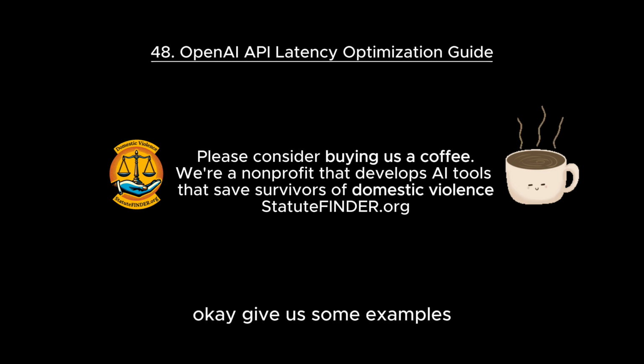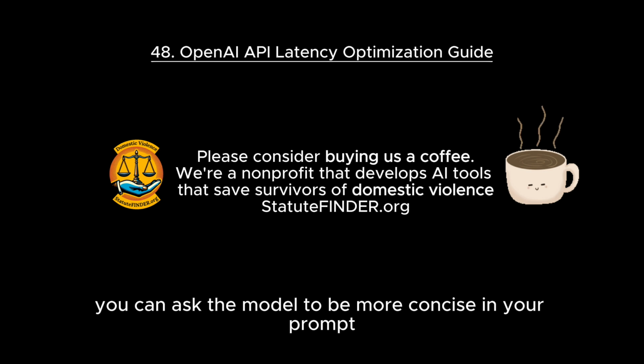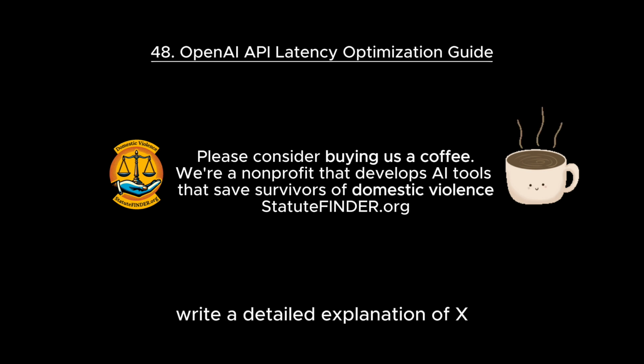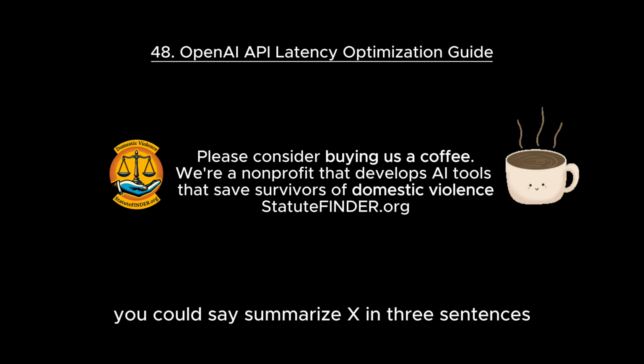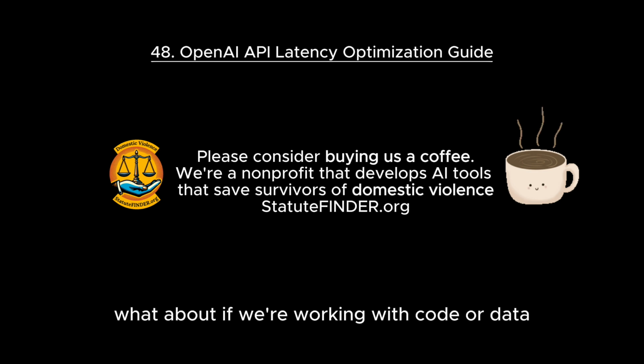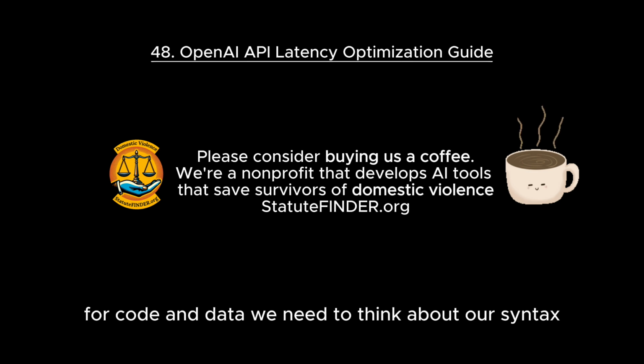Okay, give us some examples. Well, for natural language, like if you're generating text, you can ask the model to be more concise in your prompt. Instead of saying something like, write a detailed explanation of X, you could say, summarize X in 3 sentences. So we're basically training the model to give us the short version. What about if we're working with code or data? For code and data, we need to think about our syntax.